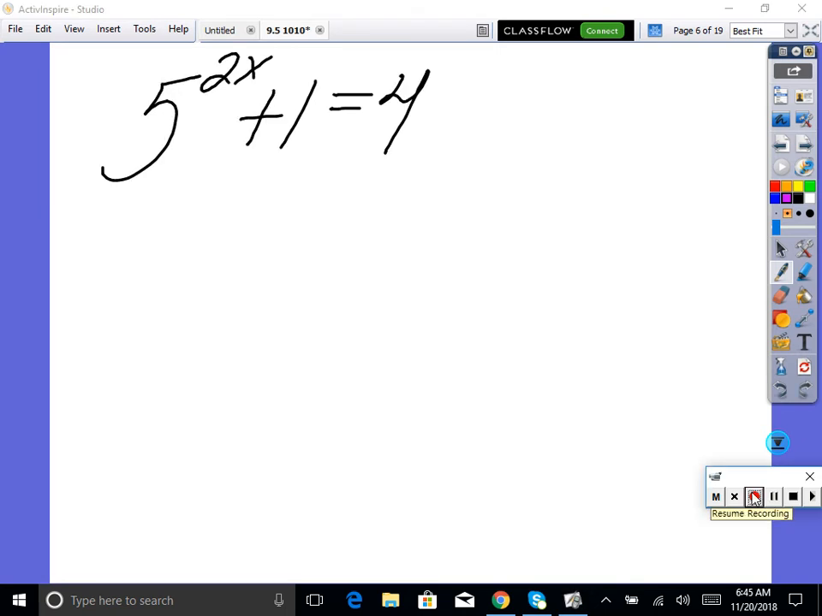This one by yourself. Make sure we're good with some exponentials. So isolate the base, undo the base, solve for x. So let's see if you can get it by yourself.